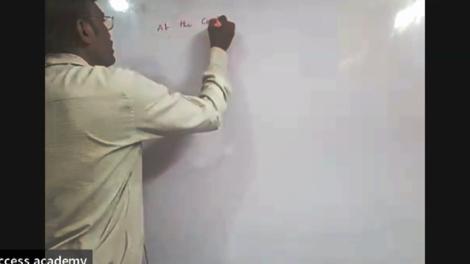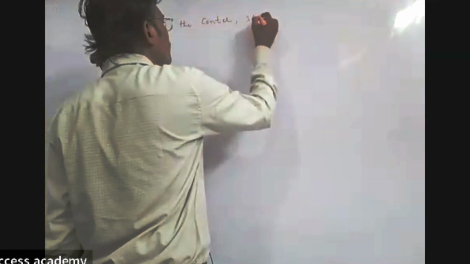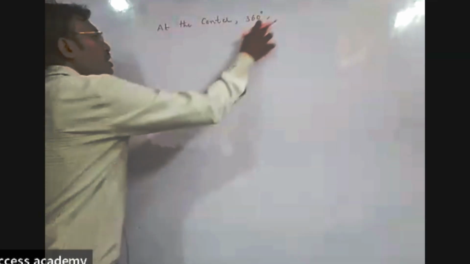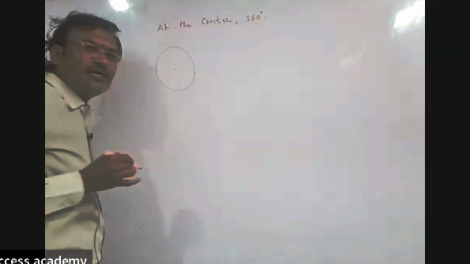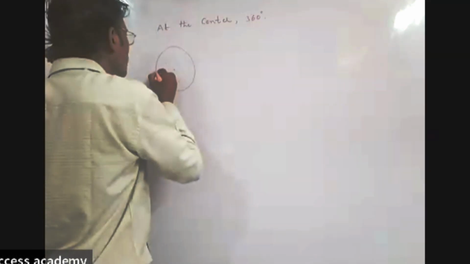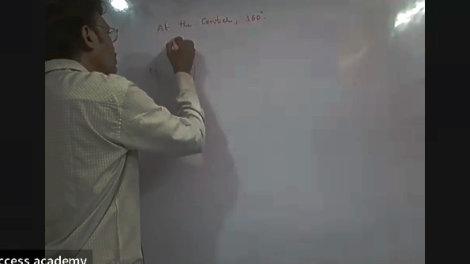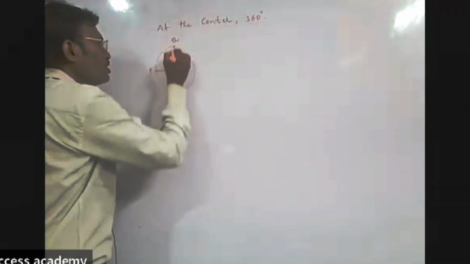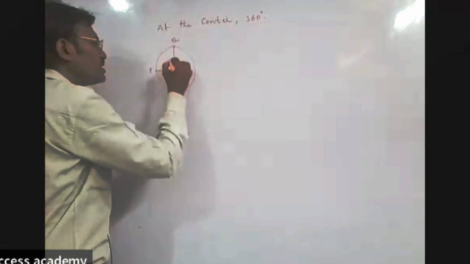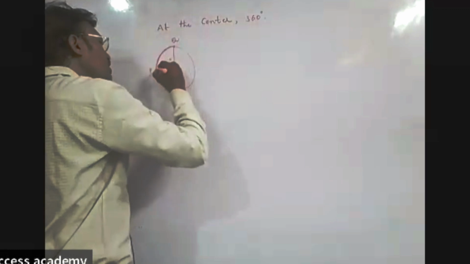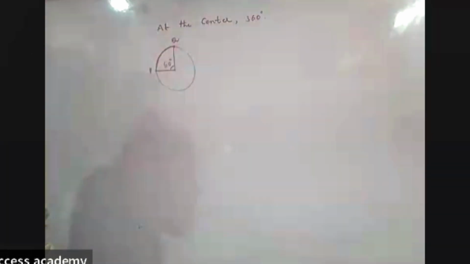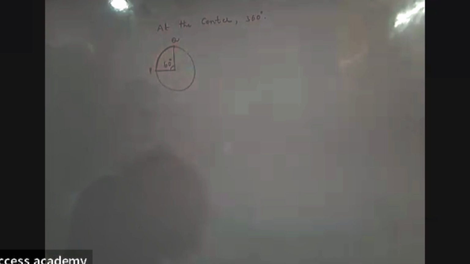So first, what is the total angle at the center? At the center, the total angle is 360 degrees. Now we consider only two points. This is P and this is Q. These two are making an angle of 60 degrees at the center. So this part of the arc consists of how much resistance? That we need to calculate.